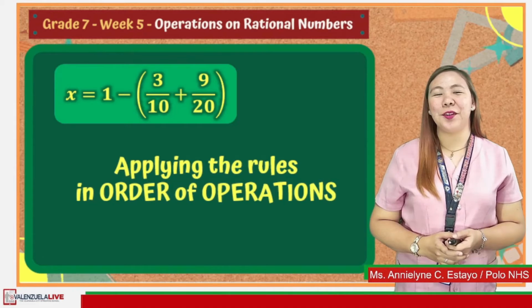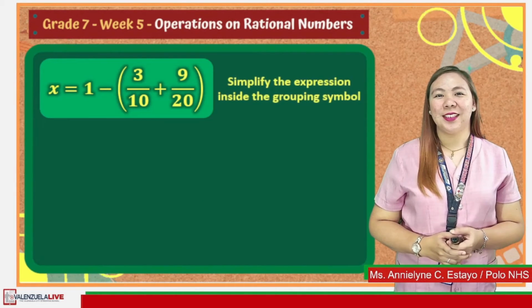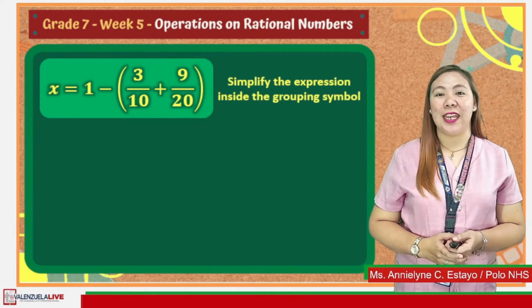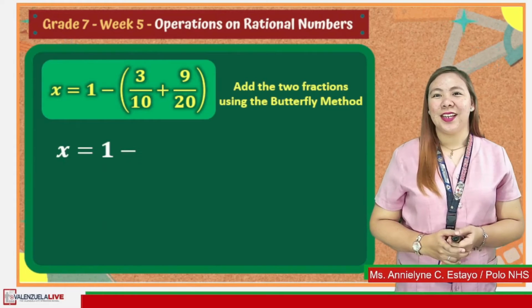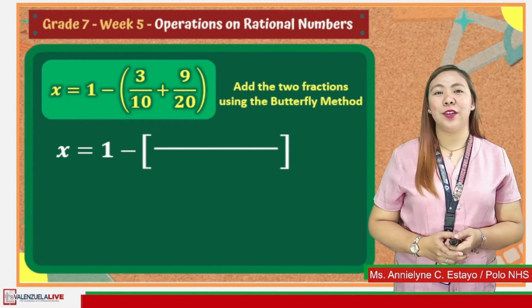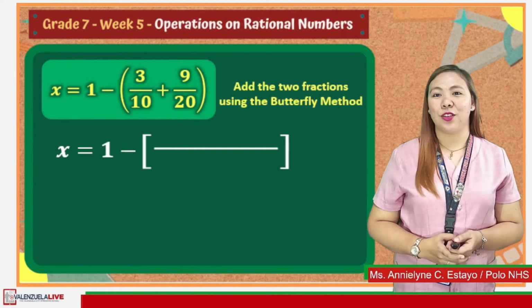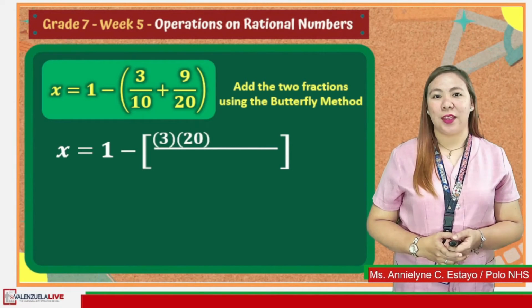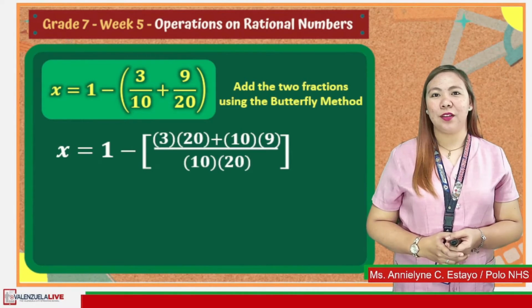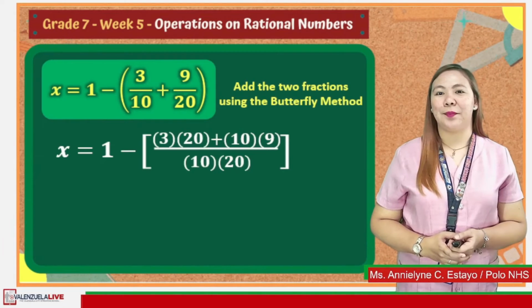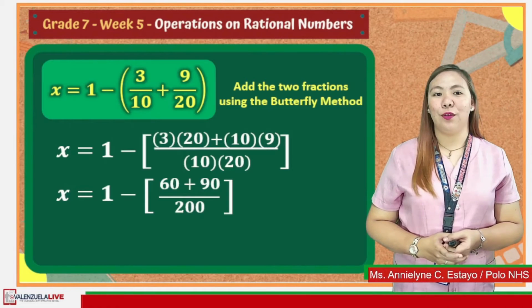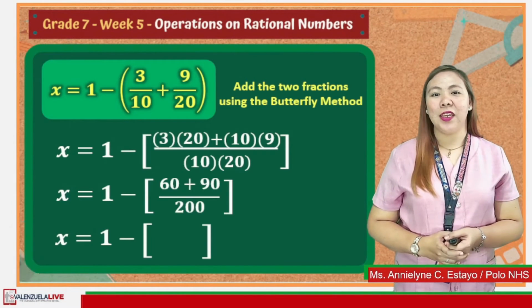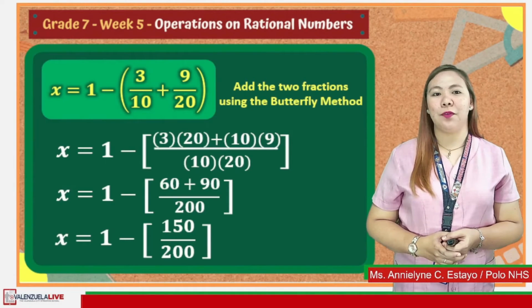Applying the rules in order of operations, we need to simplify the expression inside the grouping symbol. Let us add the two fractions using the butterfly method since they are dissimilar fractions. Multiply 3 and 20, then add the product of 10 and 9. For the denominator, multiply 10 and 20. Simplifying, it is equal to 60 plus 90 all over 200. Simplifying it further, we can have 150 over 200.